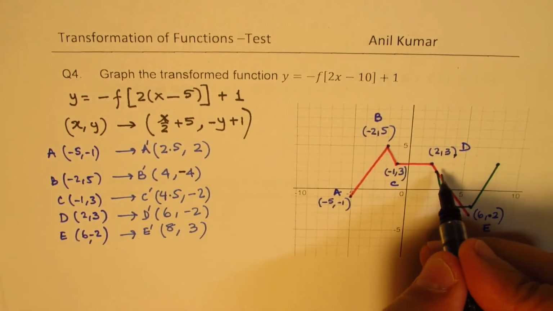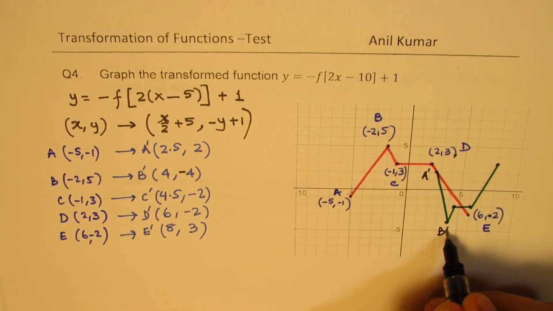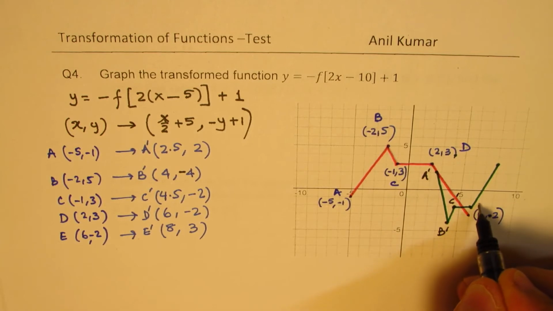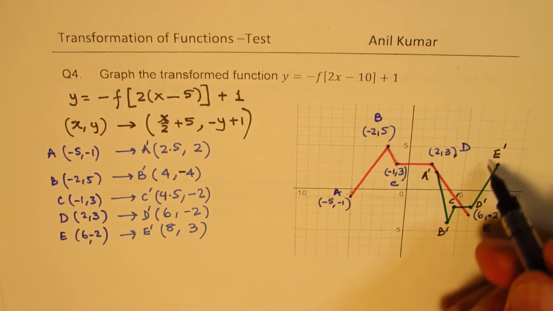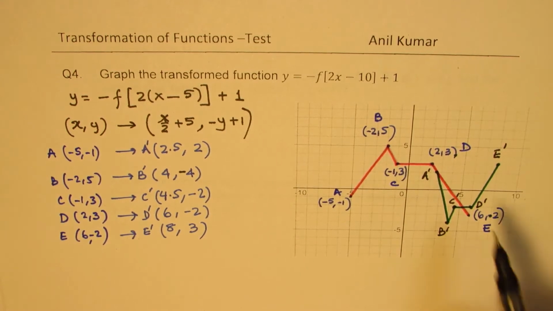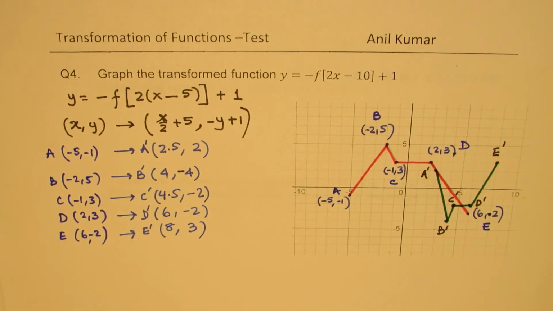Let's write these image points, which are A dash, B dash, C dash, D dash, and E dash. Correct? This has to be reflected on the other side. And then move right. So that will be the transformation of the given graph. So I hope these steps are absolutely clear. Now let's move on and take question number 5.